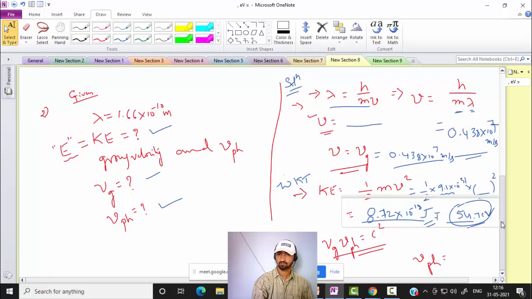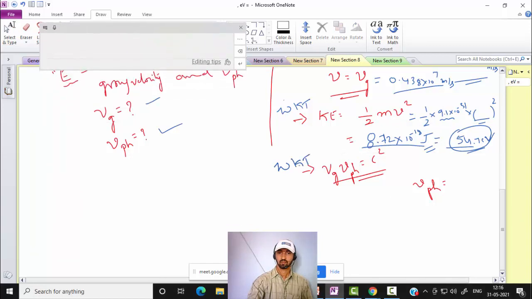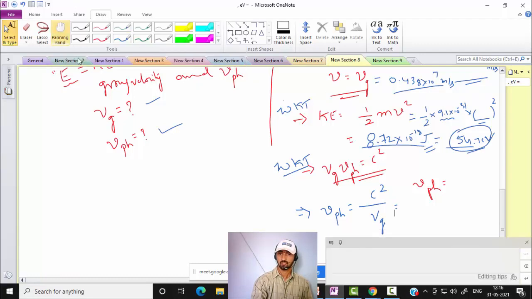Next is the phase velocity calculation, the third calculation. We know that the group velocity times the phase velocity is equal to c squared. Rearranging this equation for phase velocity, Vph equals c squared divided by Vg. Please substitute the value of c.